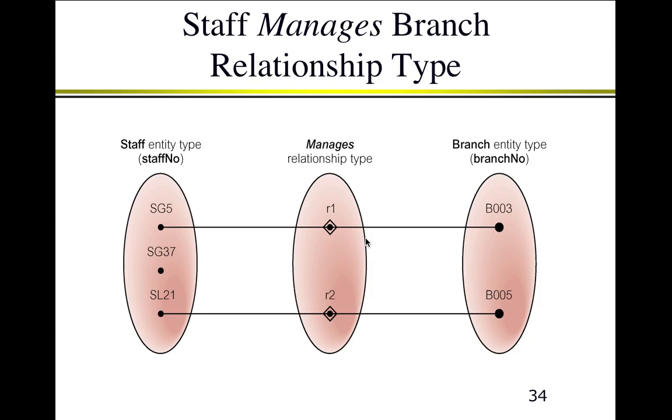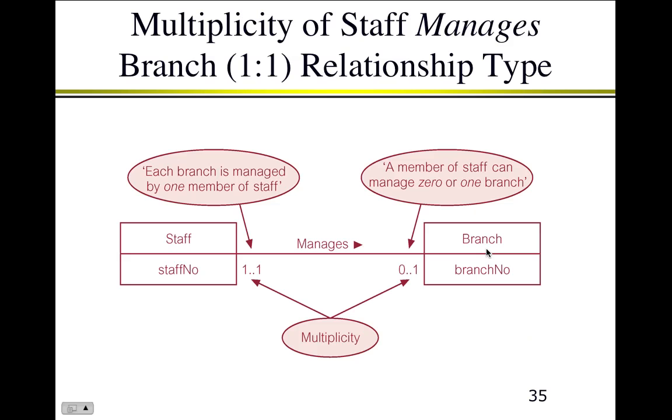We have a staff that manages branch, and we have SG5 with 1 relationship with branch B003. We have SL21 that has a second relationship, R2. This is not an entity relationship diagram, by the way. This is just for illustrative purposes. SL21 has a relationship with B05 here. So we just have a single kind of straight line going through. We have 1 staff that doesn't have a relationship with a branch at all. Maybe the staff just got hired on, hasn't been assigned a branch yet.